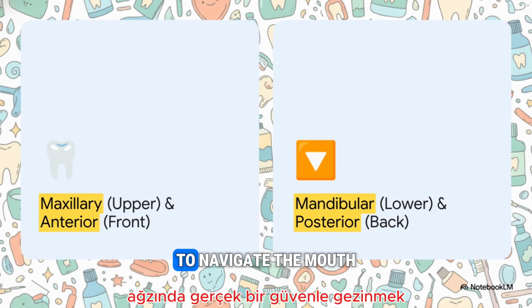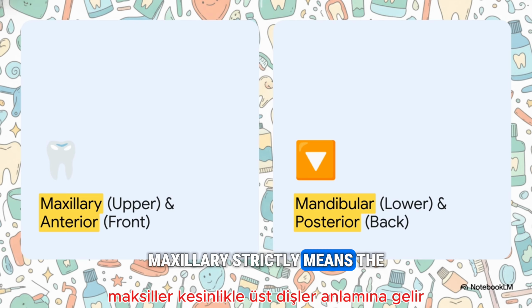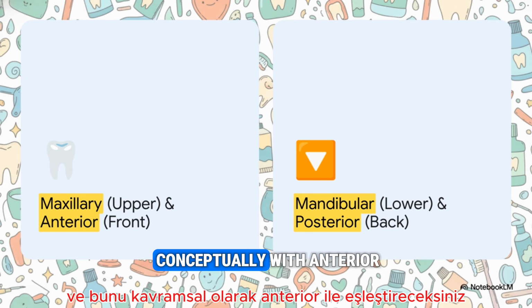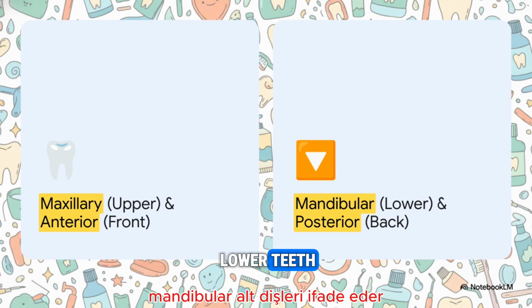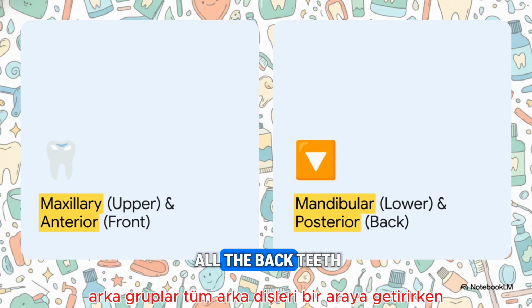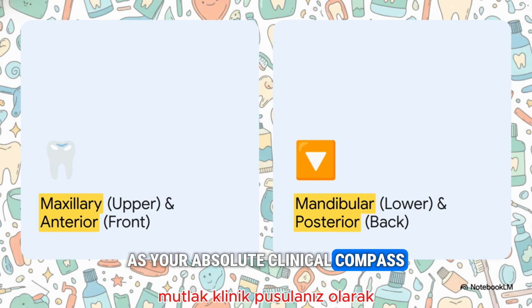Right off the bat, to navigate the mouth with real confidence, you've got to master spatial opposites. Maxillary strictly means the upper teeth, and you'll pair that conceptually with anterior, that's your front teeth. On the flip side of that, mandibular refers to the lower teeth, while posterior groups together all the back teeth. Think of these four directional terms as your absolute clinical compass.